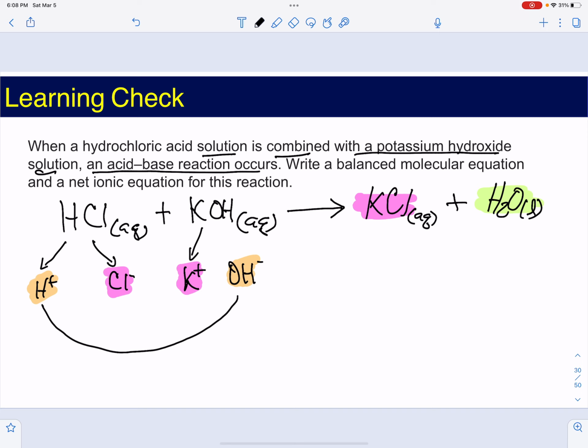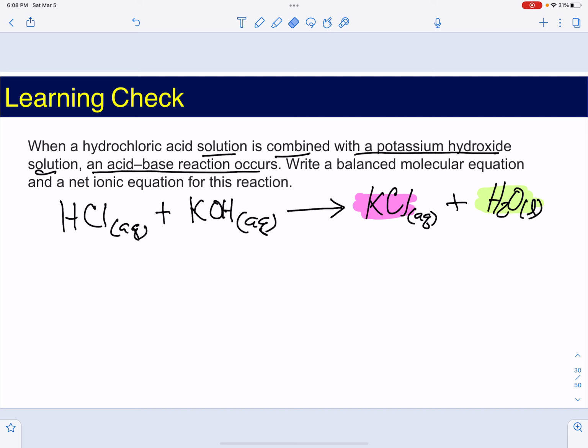So you have to use everything now. You have to be looking at the solubility table to know the phases. So we were able to write the molecular equation, but we're not done yet. Hold on for a second. When hydrochloric acid combined with the potassium hydroxide, an acid-base reaction occurs, and that's how we knew that we had to get the H plus by itself.